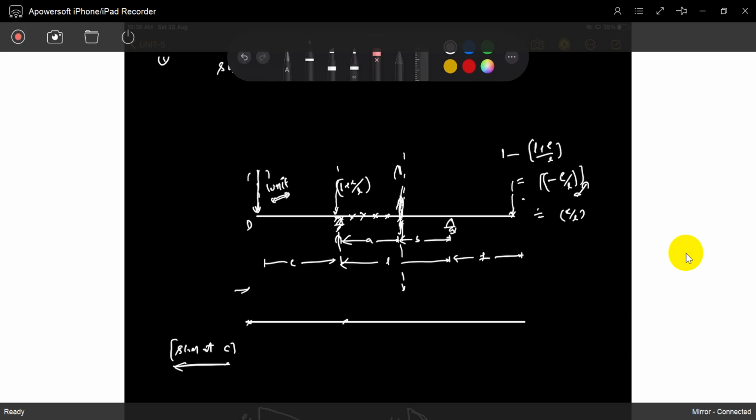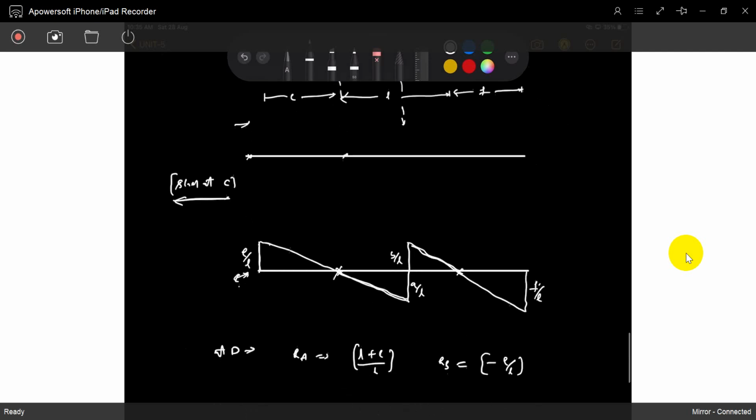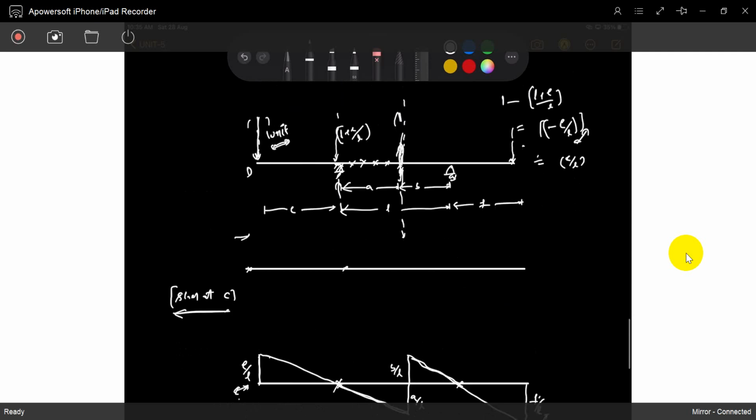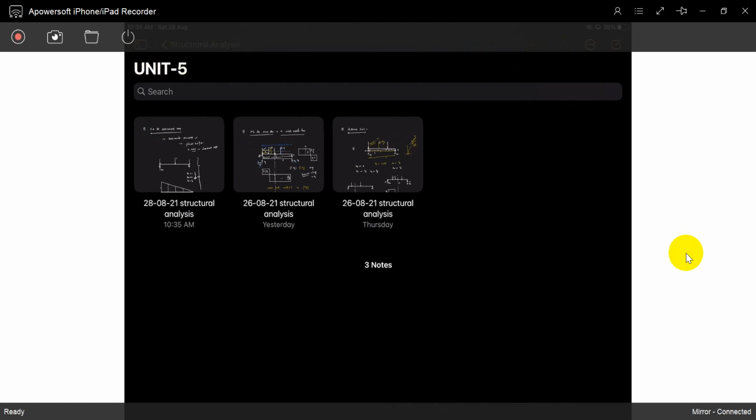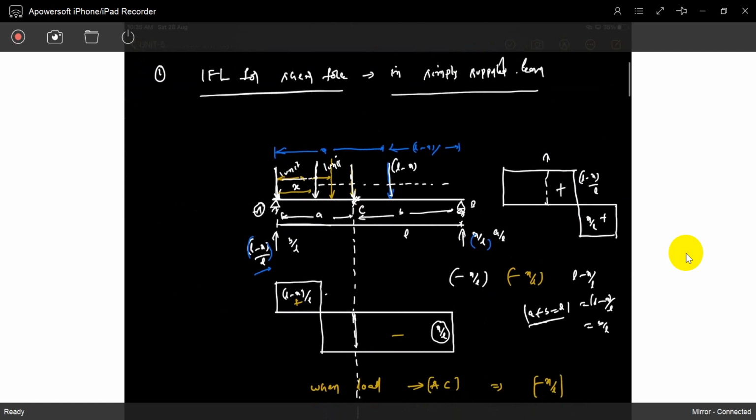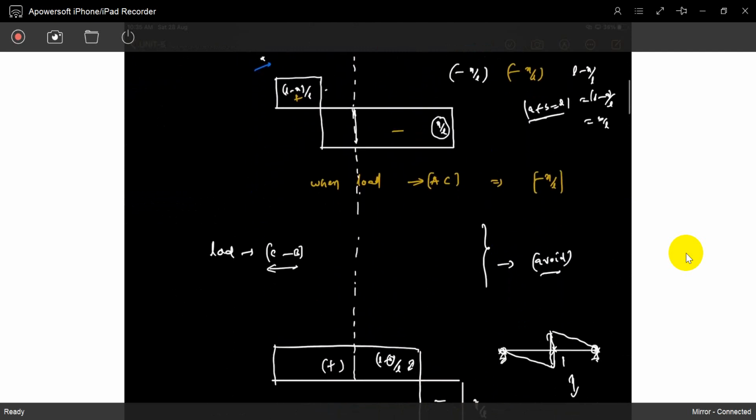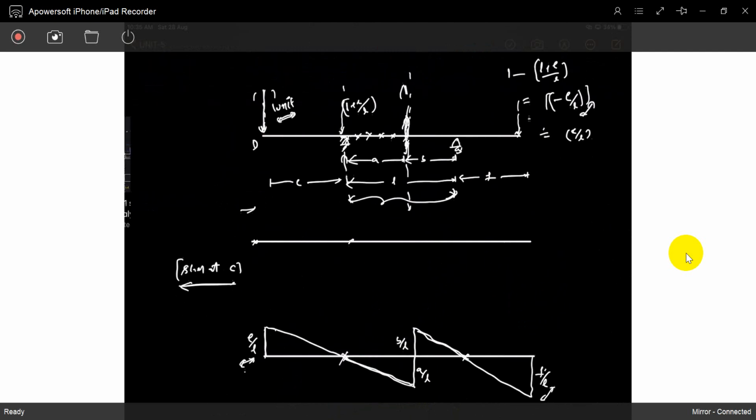This will come as L plus F by L. So you can find out the shear: 1 minus that value, you will get F by L. So exactly, if you place the load in the center, in between the simply supported beam, that is an exact replica of what we solved previously, yesterday. If the load is exactly in between A and B, that is a simply supported beam. How we develop it, we developed it. So no need to discuss again in between A and B.